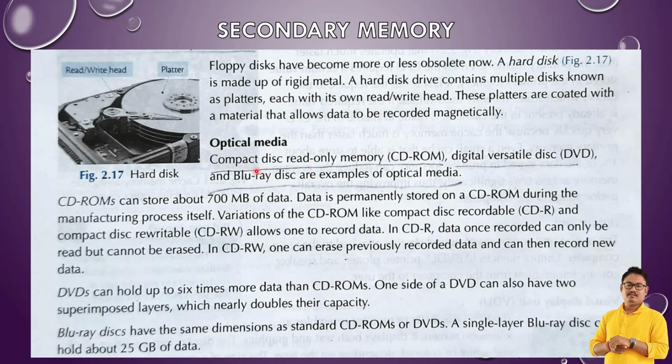Next is optical media. Optical media includes the compact disk read-only memory, CD-ROM, because we have used CD disks. Digital versatile disk, DVD, you know already. And Blu-ray disks are also examples of optical media.